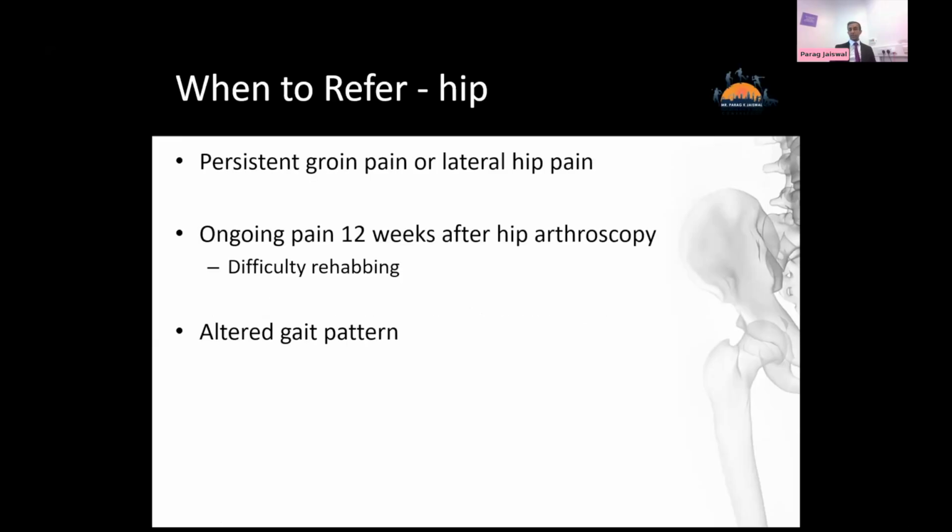For hips, if they have persistent groin pain or lateral hip pain, particularly if they've done a marathon or increased activity, then that's worth getting an opinion. We're getting a scan, certainly. If they have ongoing pain, particularly 12 weeks after hip arthroscopy, and they have difficulty rehabbing, it's probably worth them seeing the surgeon again. And if they find that they've altered their gait pattern, I think that's a useful sign for them to see a specialist. By that, I mean they're limping effectively, or they have some sort of protective mechanism.